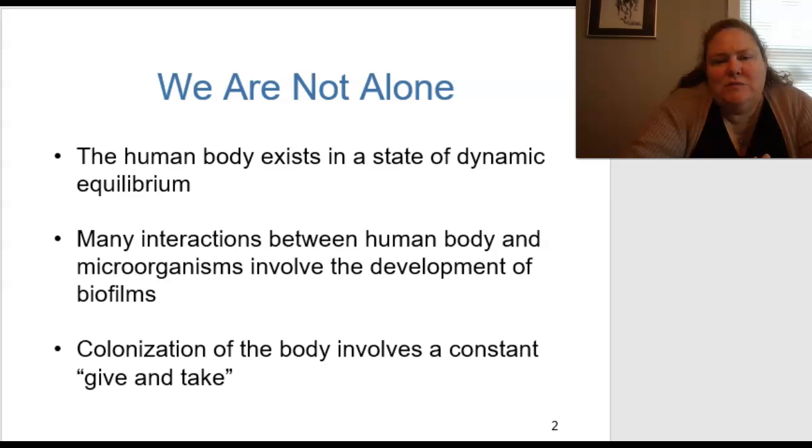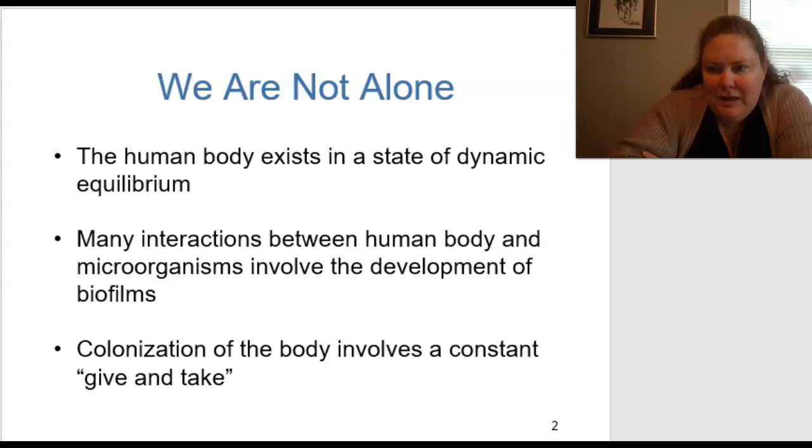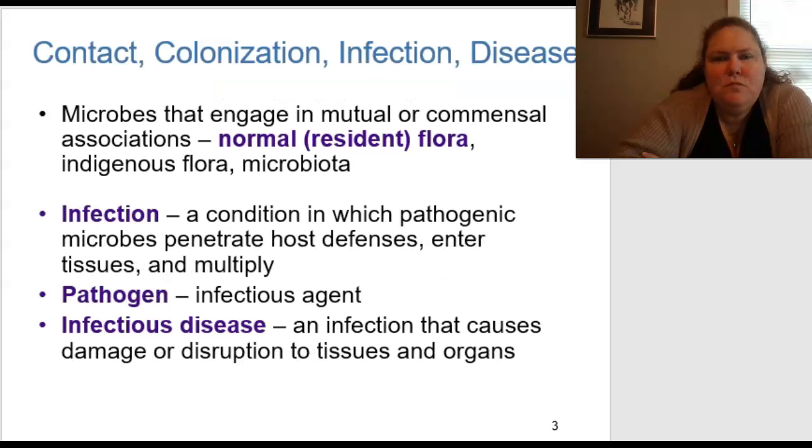Many interactions between the human body and microorganisms involve the development of biofilms. We've talked about that, like the film on your teeth in the morning after you sleep at night is a good example. We also have microbes that colonize the body, and it can involve a constant give and take. So, stomach microbiota, right? If we have too much of a good thing, it can be bad. If we have too much of a bad thing, it can be really bad, right? So it's a constant give and take of trying to find this equilibrium and stay at that equilibrium level.